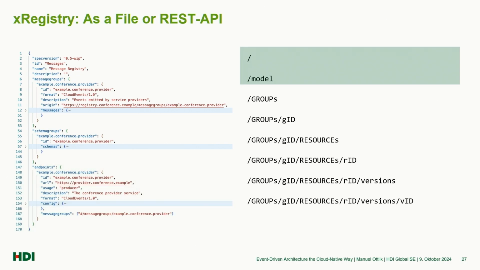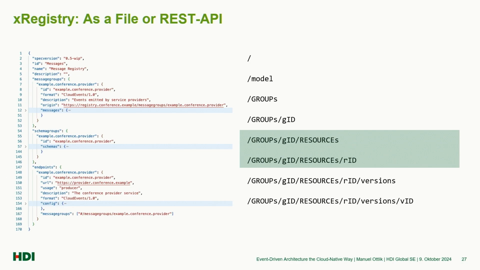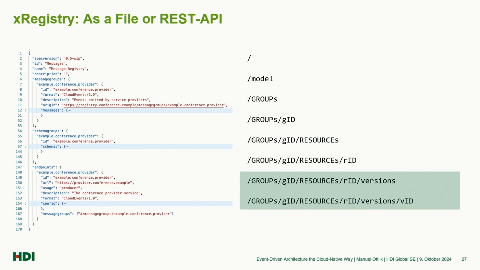And this HTTP model is basically as simple, or as abstract, as you have seen it in the very beginning, where you have your groups, you have resources below your groups, and you have versions below your resources. And you can therefore get all the content and also have an HTTP reference in your cloud event to the schema that you're looking for.